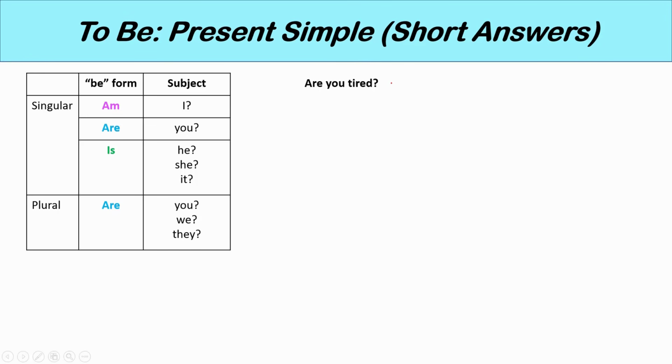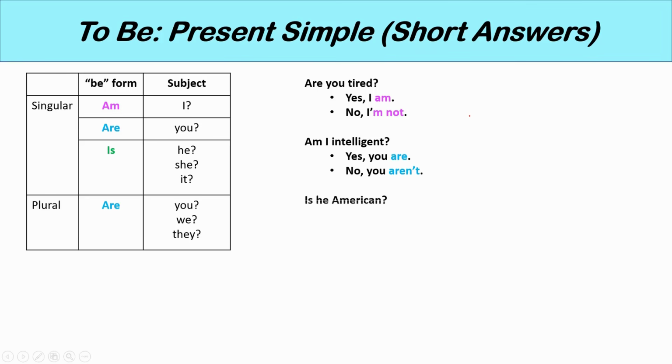Now I want to show you how to make a short answer. So if someone asked you, are you tired? You could say, yes, I am, or no, I'm not. Am I intelligent? Yes, you are. No, you aren't. Is he American? Yes, he is. No, he isn't. Are they married? Yes, they are. No, they aren't.